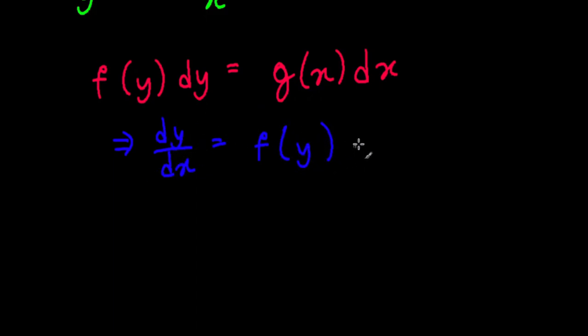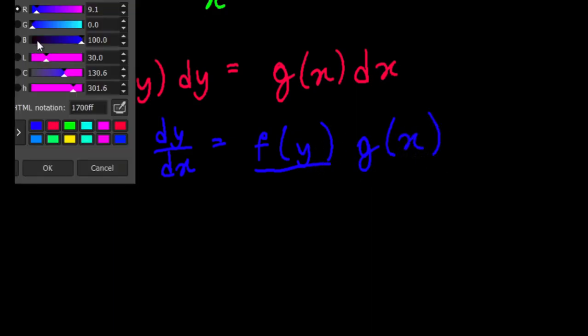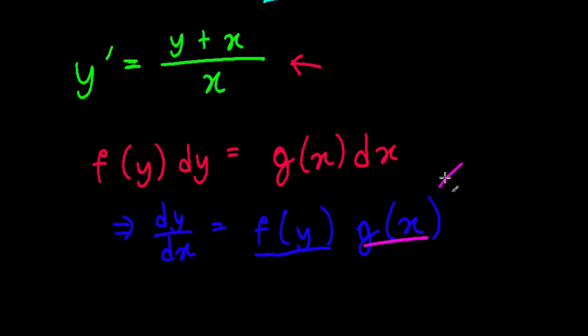Your derivative with respect to x has to be some function of only y multiplied by some function of only x. You should be able to express your derivative in this form. This one I think is the clearest here: is the derivative of y some function of y multiplied by some function of x?